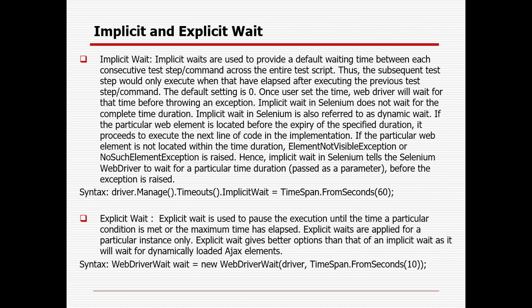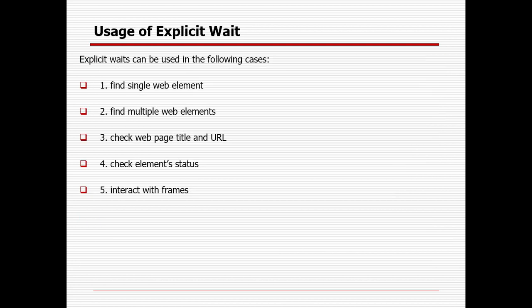And definitely you can go ahead and implement your explicit wait. So what is the usage of explicit wait and implicit wait? Implicit wait I already told, right? It can be given for a particular test case level or your script level, but explicit wait you can give if you want to identify a particular web element or multiple web elements, or web page title or URL, particular web element visibility status, or if you want to interact with the frame. These are the different conditions where you can use explicit wait, right?